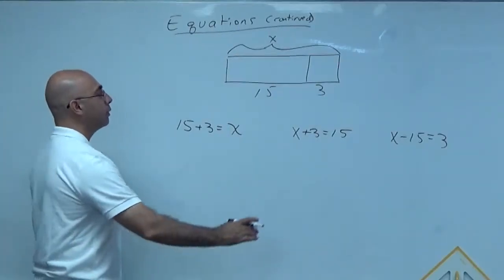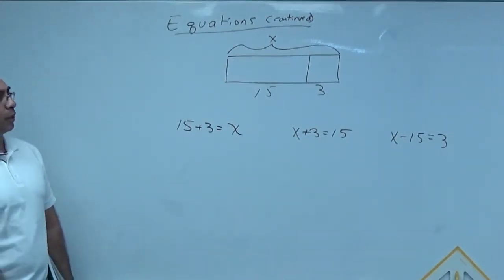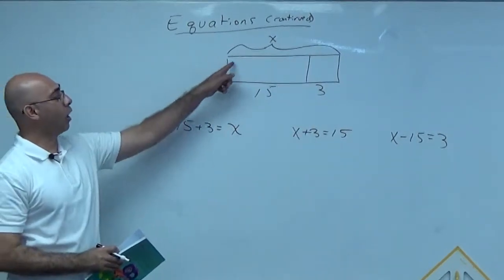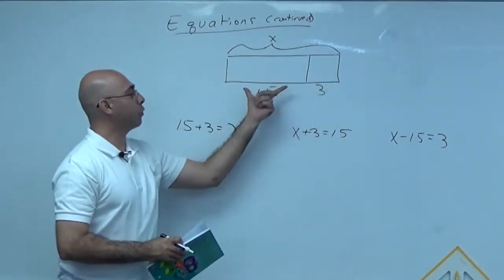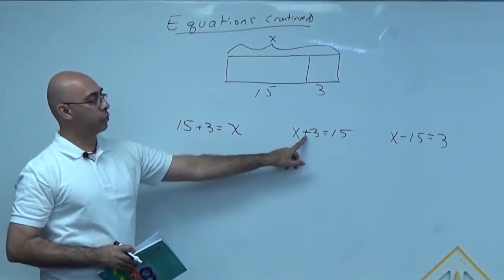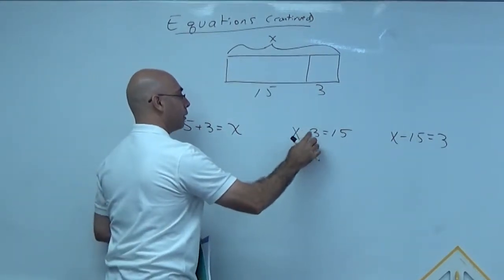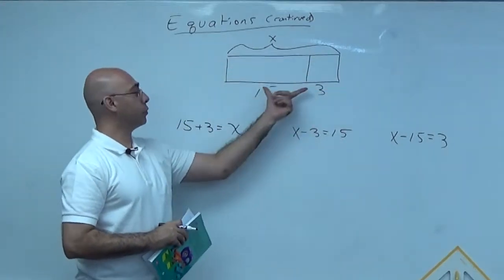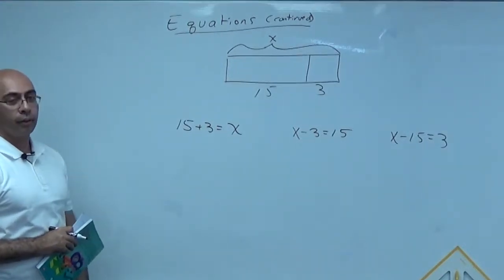Actually, this one is not correct. Which one? The middle one. That's all x. Yeah, because x is all of it. So you're saying all of it plus 3 is going to give you this little piece right here. So instead of plus, what should this be? Subtract. So you look at the whole thing, and you take away 3 gives you that 15. All right, so 3 different ways to write out the same thing.